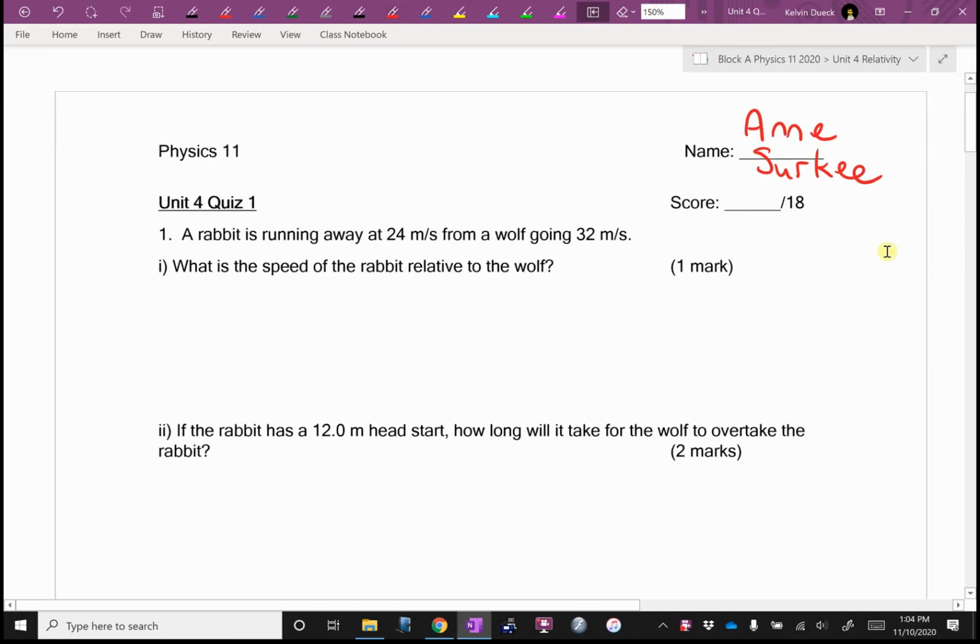What's the speed of the rabbit relative to the wolf? Are there two separate objects? Are they moving at different speeds? This is a job for relative speed. Are they moving in the same direction? Bigger minus smaller. I don't care, -8, +8, I said speed.